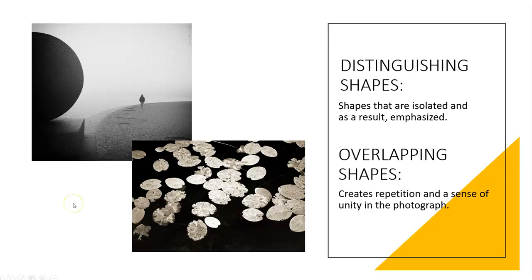And then overlapping shapes are shapes that are sitting on top of each other. And if we take a photograph where we have some overlapping shapes, it helps to create repetition, but it also helps to make the photograph look unified, make it look like it is a cohesive photo. Please make sure that you have copied what you see on the screen, and once you've done that, you can move on.